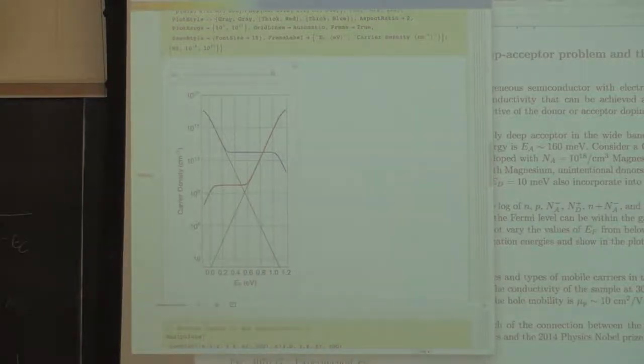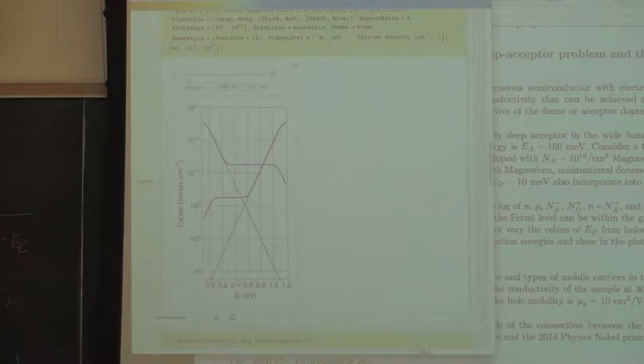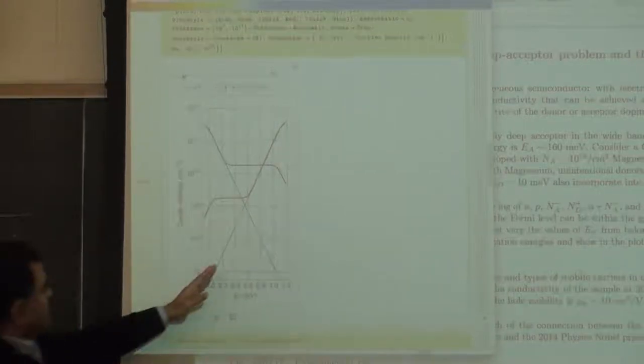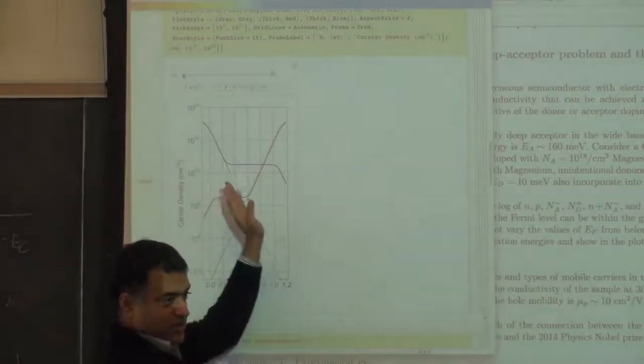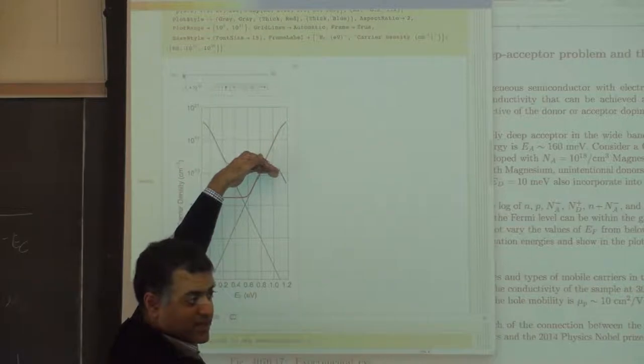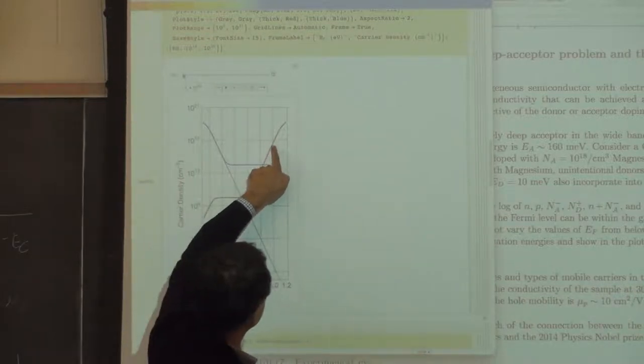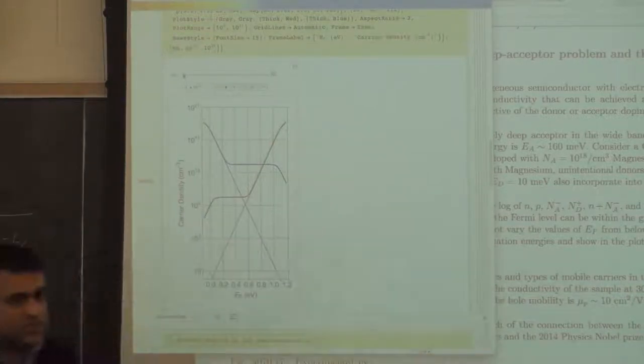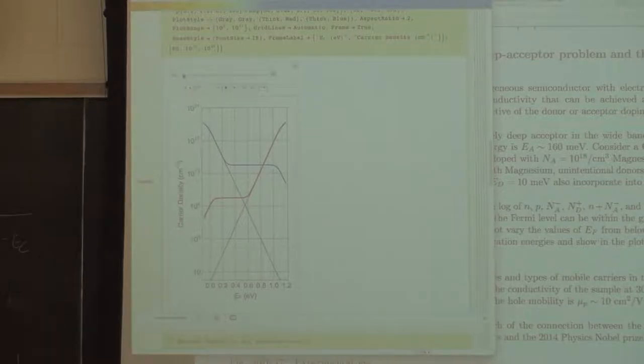You can change, for example, the doping density here and make it larger. And you can see as I increase the doping density, the N and P don't change at all. They don't respond to all that doping. What changes is ND plus and all that. And then the overlap here will go up. The Fermi level will move to the right, and so on. Okay. So is that clear? So hopefully, it worked out.